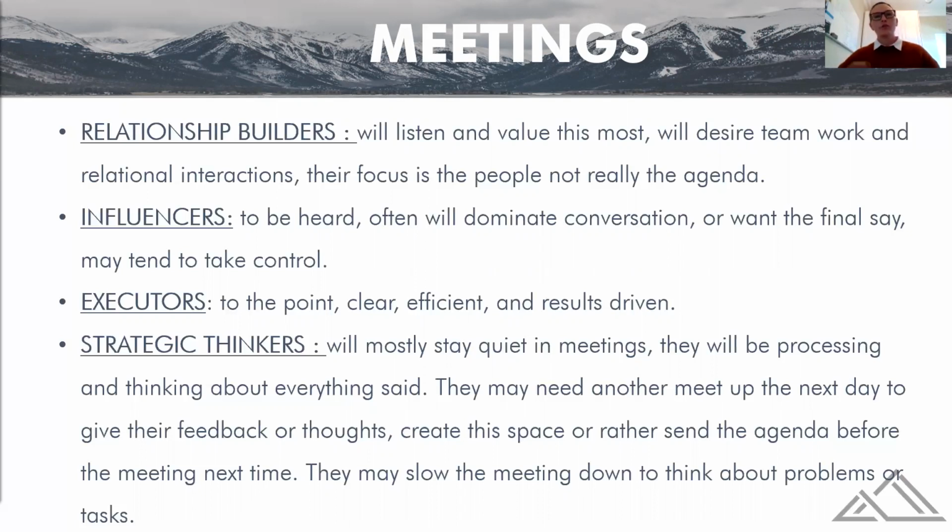And they will be processing and thinking about everything said. We don't want to paint them all with one brush, because you could have, for instance, a strategic thinker whose second domain is relationship building or influencing. That changes everything quite a bit. So we're just looking at the raw state of strategic thinkers, but in essence, they do like to absorb the information and think about things before they speak.